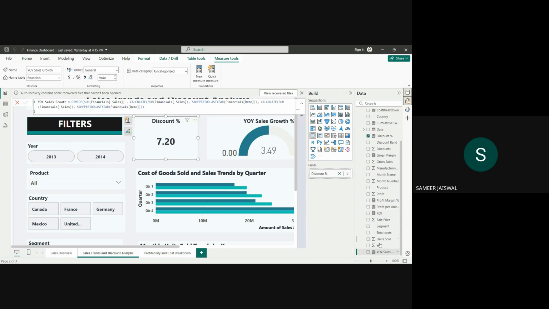And year on year sales growth. Here we have found the difference between the sales for the current year and the past year. And we have taken the past year as the base value, and we have found the sales growth, like Ayush has also presented.